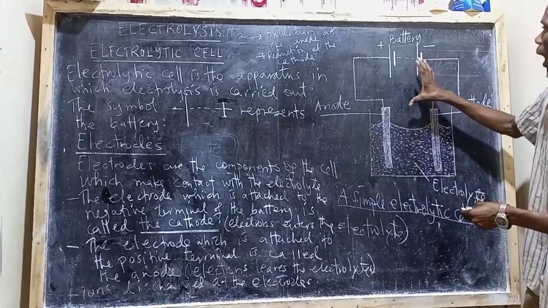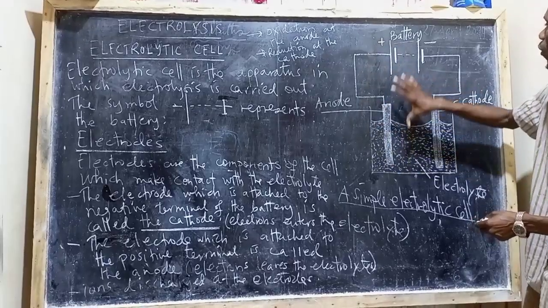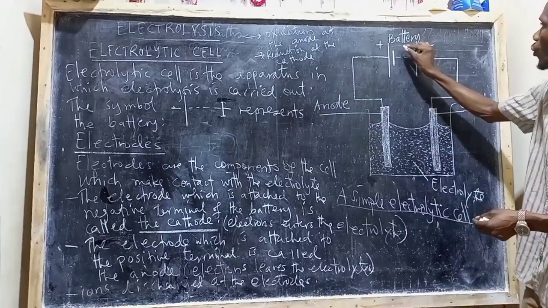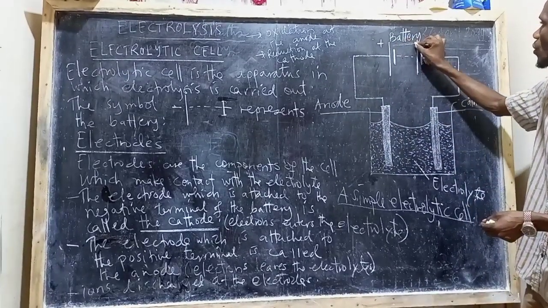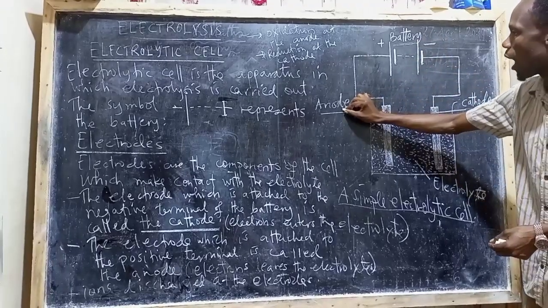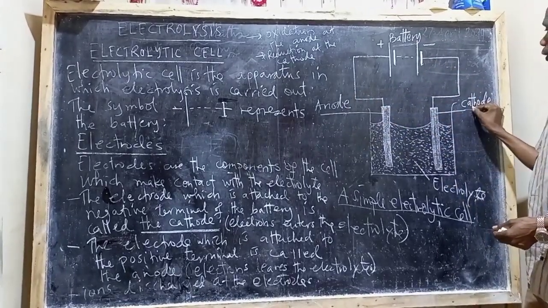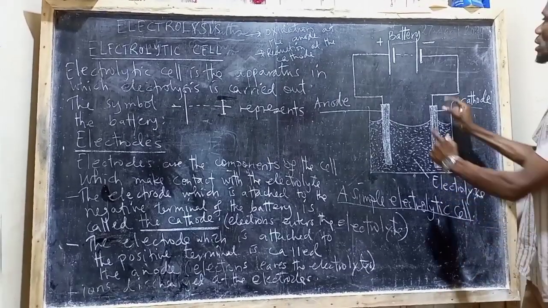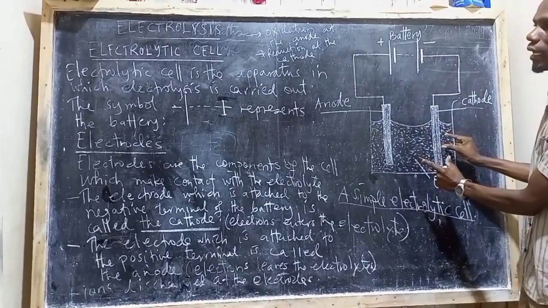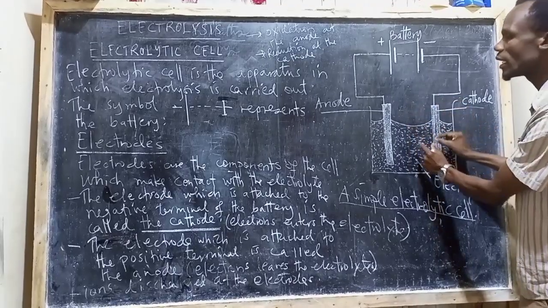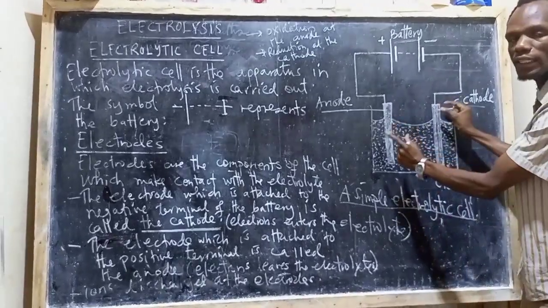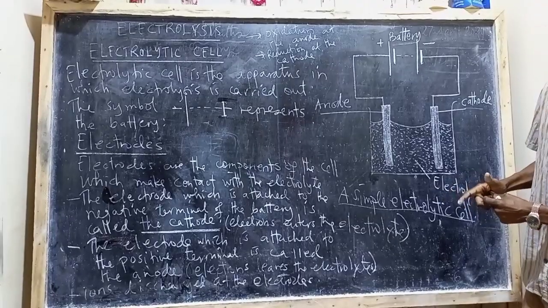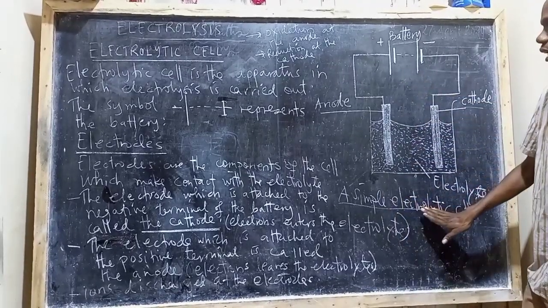These are the components of the electrolytic cell. We should have a battery, which is the source of electricity, and we should have an anode, a cathode, and electrolytes. Now, this is a simple electrolytic cell in which we conduct electrolysis. When we are carrying out electrolysis, the apparatus that we use, we call it electrolytic cell.